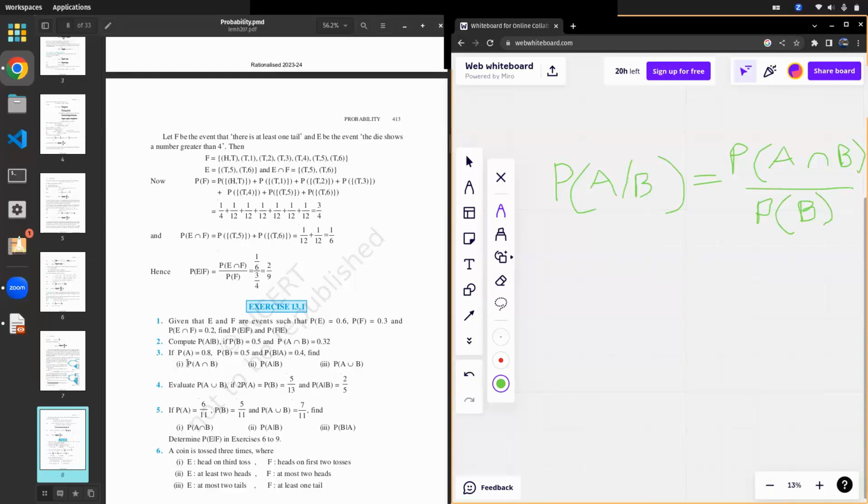So the third question. If probability of A is equal to 0.8, probability of B is equal to 0.4, and probability of B given A is equal to 0.4. In this question, we have to substitute the value of B given A and probability of A, so we will get probability of A intersection B. Then again, using the formula, we'll get probability of A given B. So the third part, probability of A intersection B, there is a general formula for finding probability of A intersection B. I am writing it.